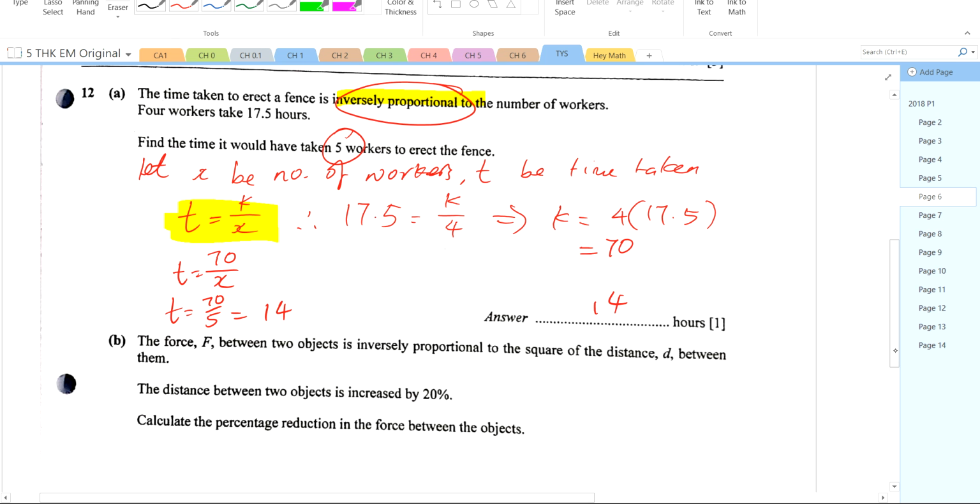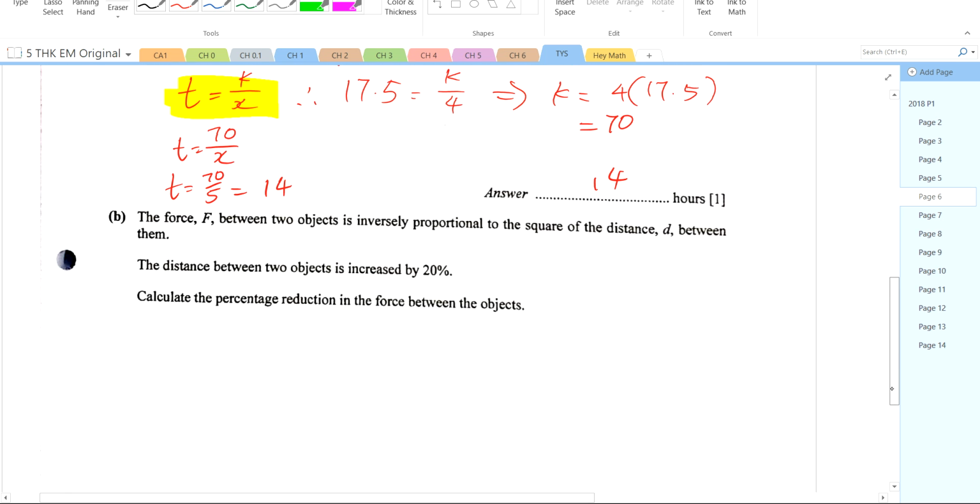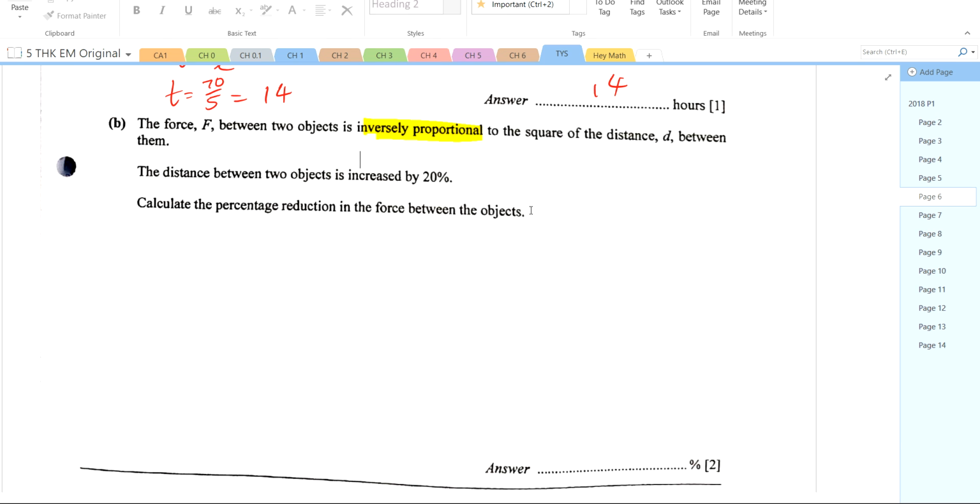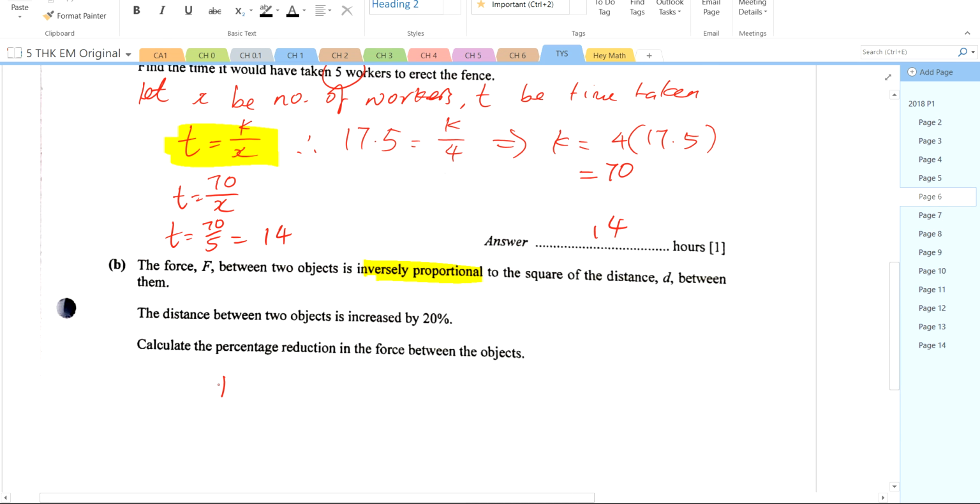Now for 12b, who needed help for this? Force is inversely proportional again to the square of the distance d. Based on this first statement, you must be able to tell me that F equals K over d squared. Do you have this? Then what do you write instead? Every time you see inversely proportional, this is how you do. Are you aware of how to get this equation now?